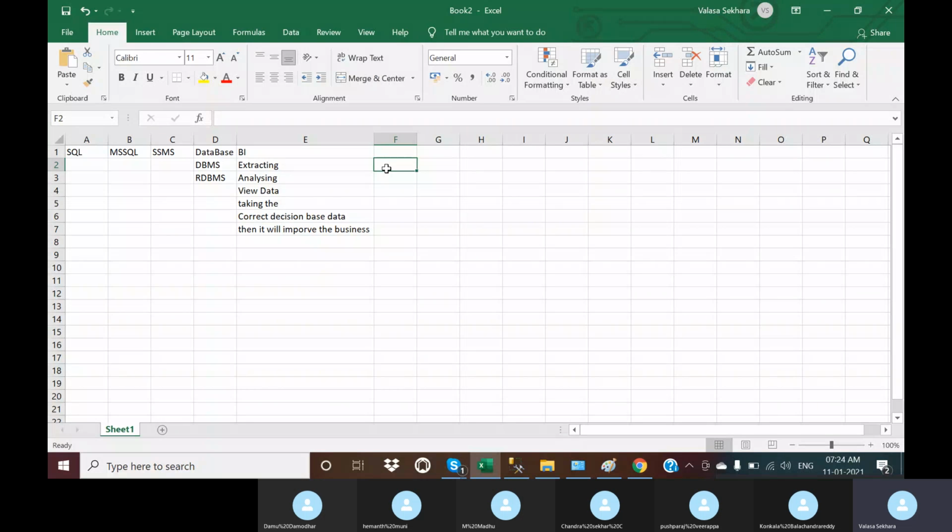We will extract the data from the various sources. Why do we need to extract the data? Why should we need the data? Without data, how can we analyze, how can we generate the reports?